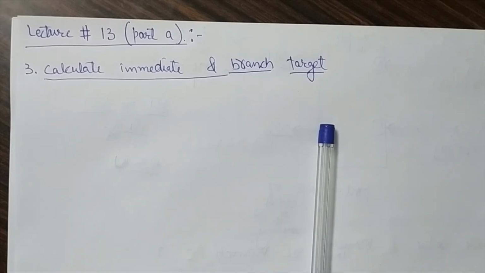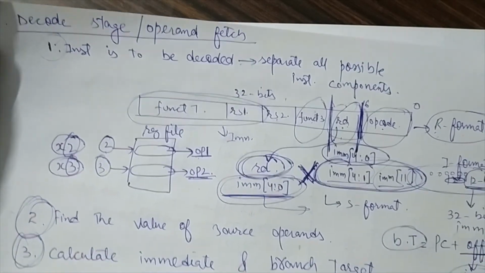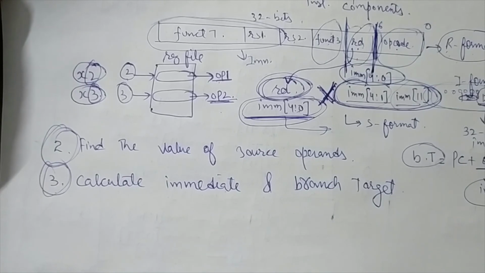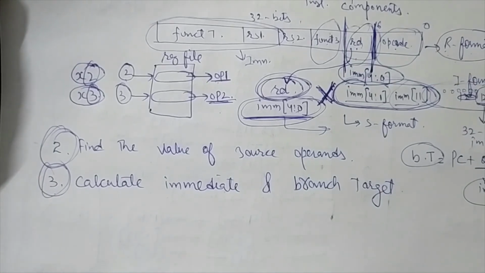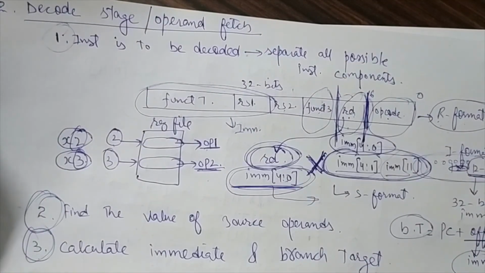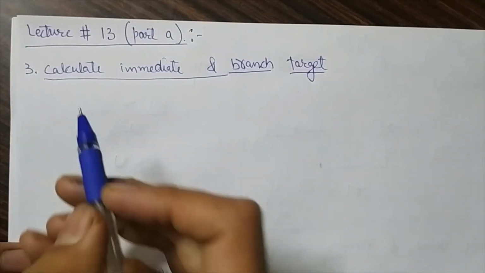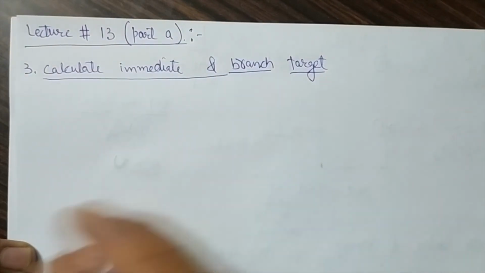In lecture 12, part B, we were discussing the decode stage. We completed the instruction fetch stage. So we were discussing the decode stage, or operand fetch stage. For that stage, we said that we have to perform three operations. First, the instruction is to be decoded. Second, find the value of source operands by reading the register file. And the third was to calculate immediate and branch target. The first two functionalities we completed in that lecture, and the aim of today's lecture is to discuss how we will calculate immediate and branch target.